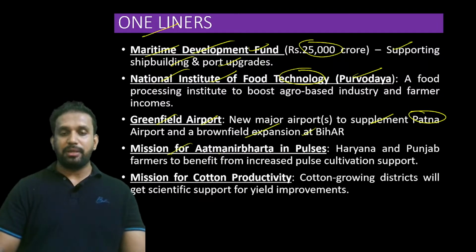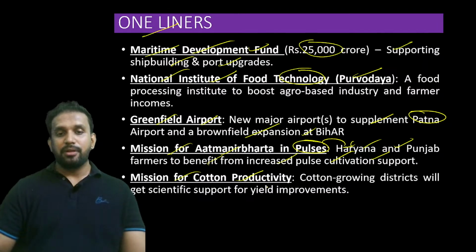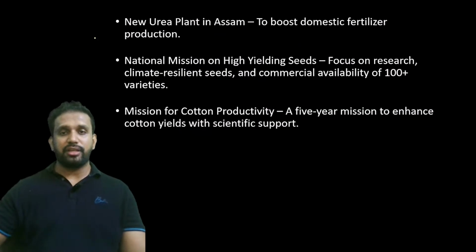Mission for Atmanirbharta in pulses. Haryana and Punjab farmers will be benefited in this particular mission if they cultivate pulses. Mission for cotton productivity, it is a 5-year mission. Basically to improve cotton growing districts, and the government will give scientific support so that their yields will improve per hectare. More cotton production is envisaged there. New urea plant is coming in Assam.